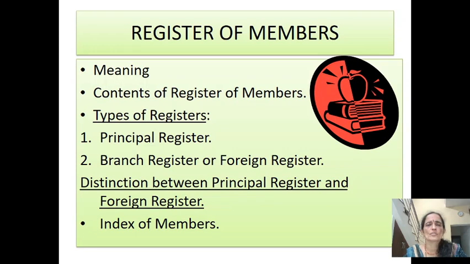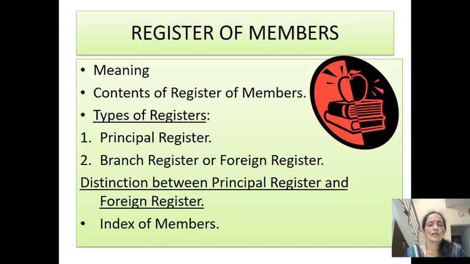Good morning, students. This session is about the register of members, one of the important registers, that too statutory registers kept by a joint stock company. And in this session, I will be covering the following aspects: meaning, contents of register of members, types of register of members. There are two types of registers: principal register, branch register or foreign register.